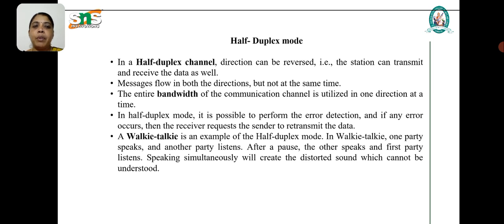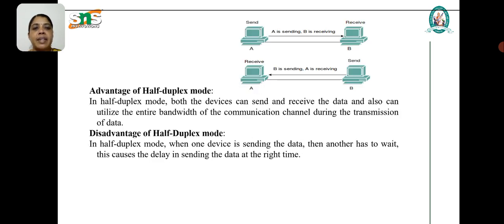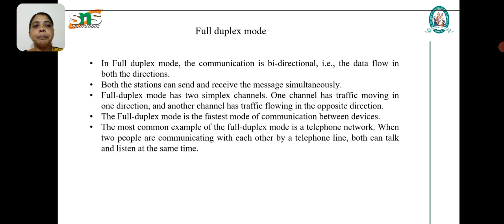A walkie-talkie is an example of the half duplex method. One party speaks while the other party listens. After the pause, the other party speaks and the first party listens. That mode is called half duplex. Let us see the example: A can communicate with B, and B can communicate with A after some time. The advantage is that both devices can send and receive data. The disadvantage is that when one device is sending data, the other has to wait to reply. This shows the disadvantage of half duplex.